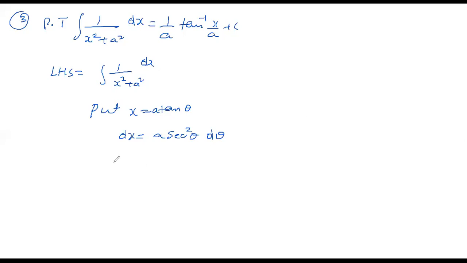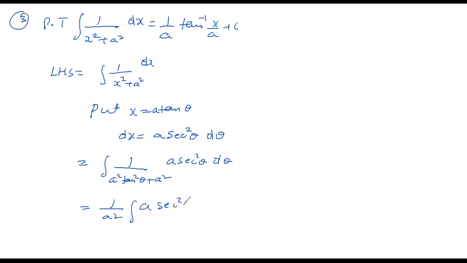Now I got x and I got dx, so I'm going to replace them. Substitute everything here. I know the x value: x will be a tan theta. So x square will be a square tan square theta plus a square, into dx value a secant square theta d theta. Now take a square common in the denominator, it becomes 1 by a square into a secant square theta divided by a square, tan square theta plus 1.